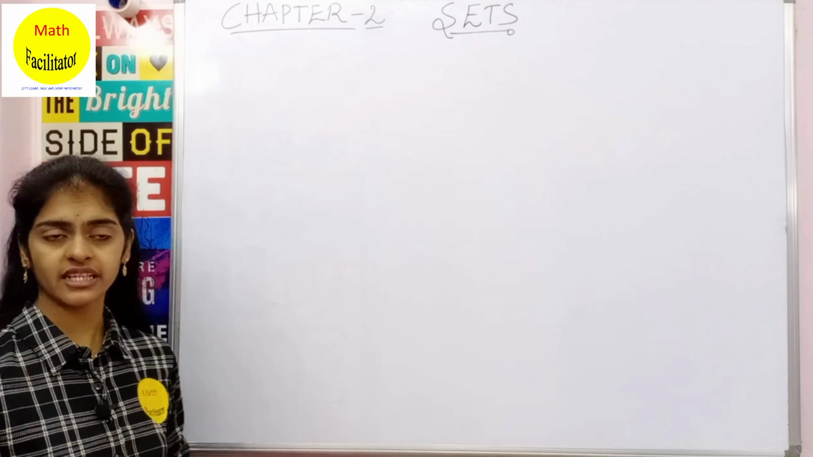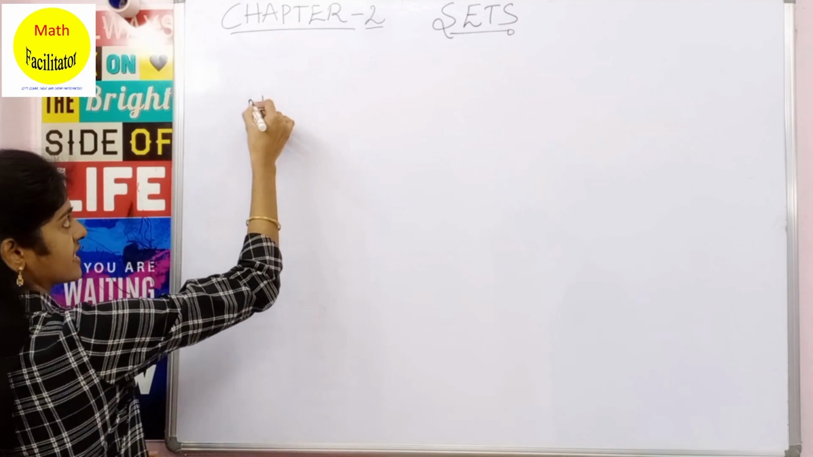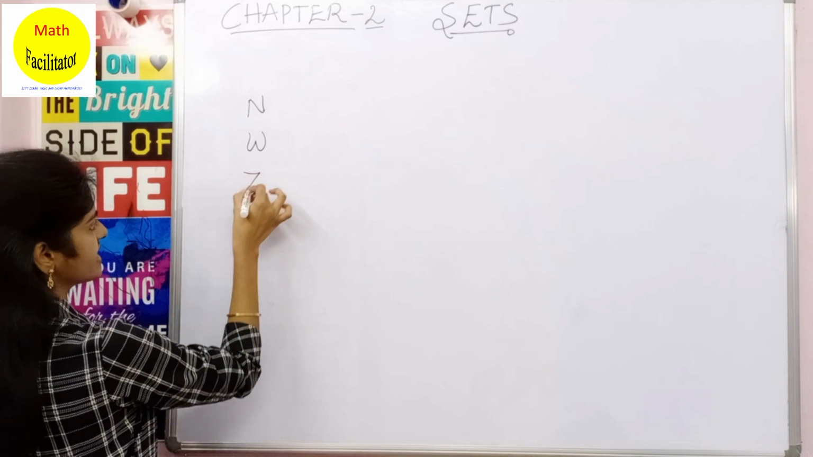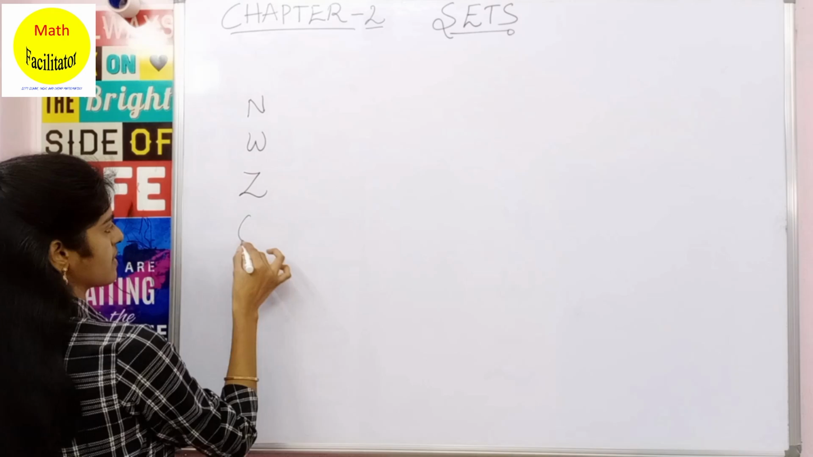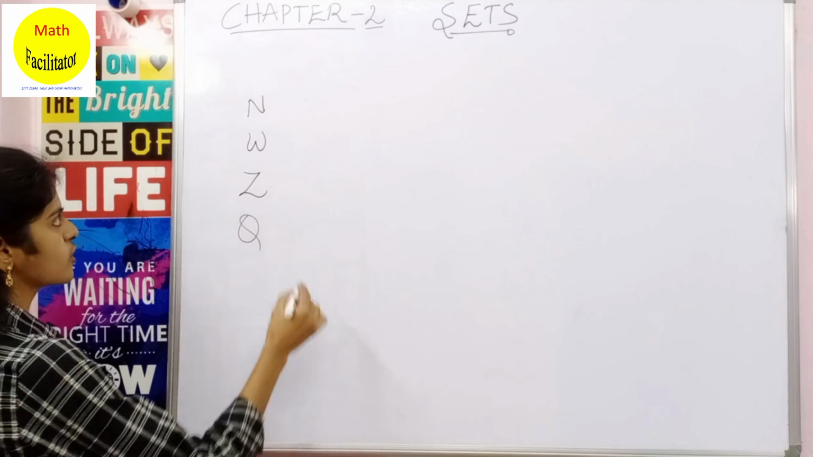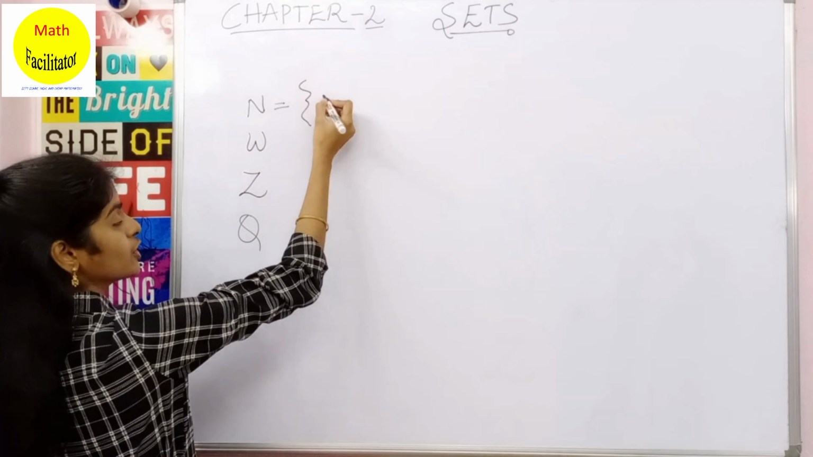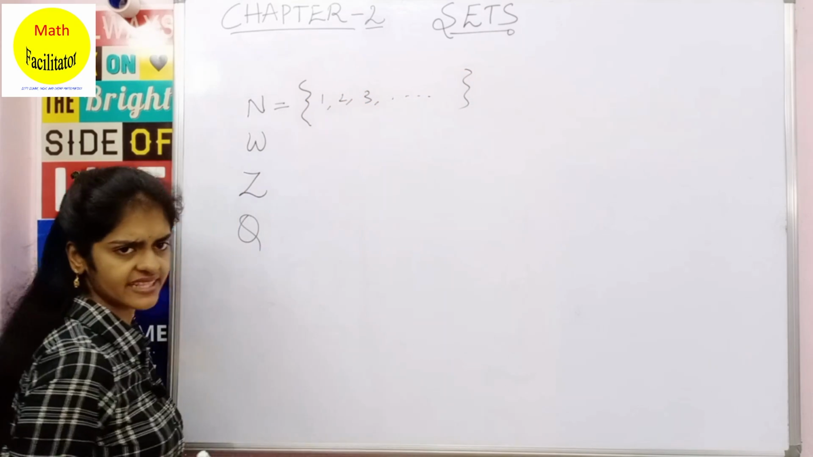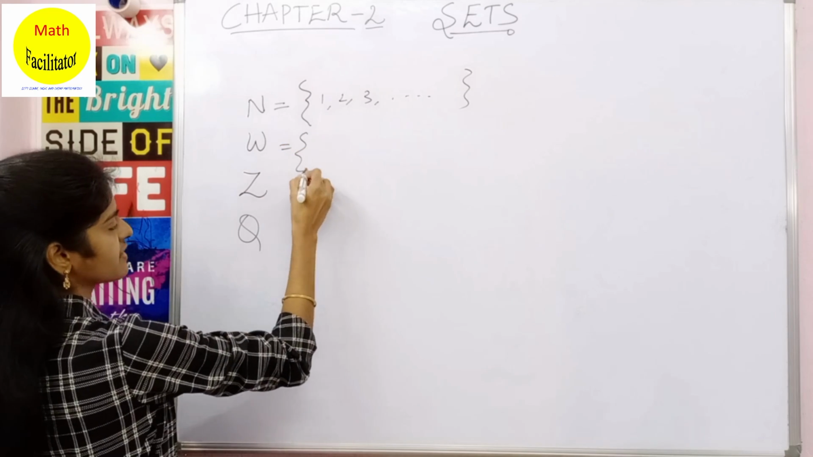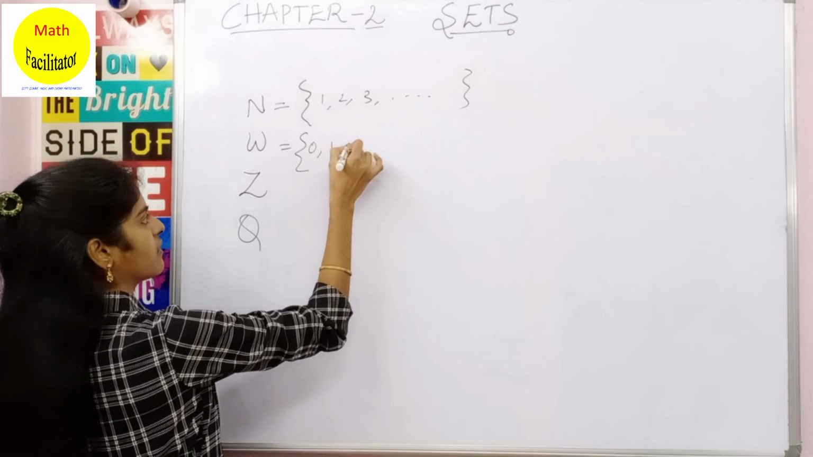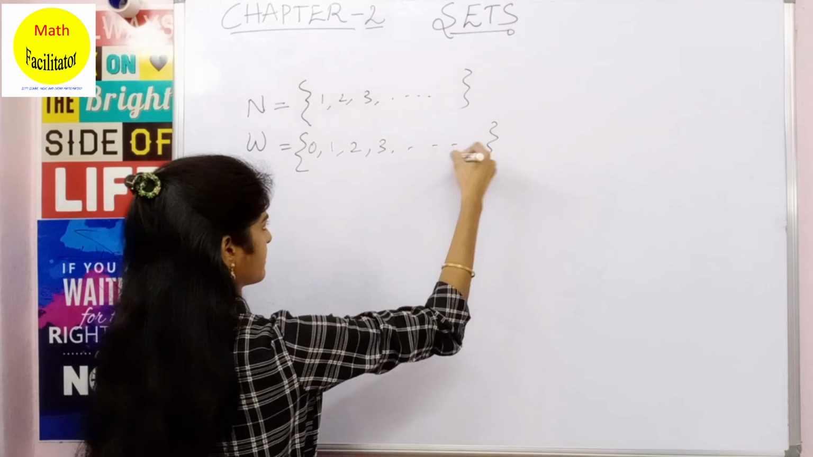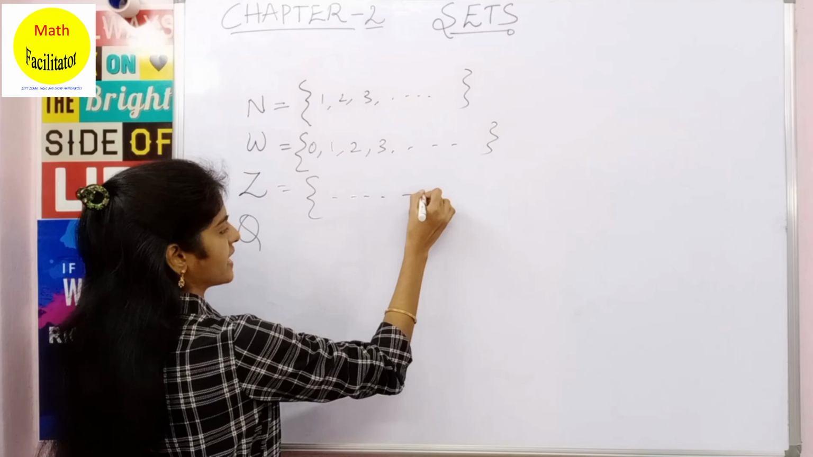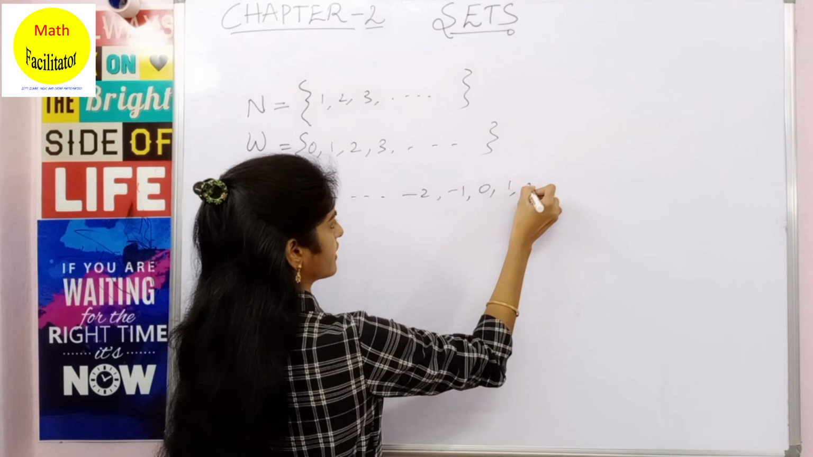Now also you have learned that natural numbers are represented by N, whole numbers are represented by W, integers are represented by Z, rational numbers are represented by Q. Here natural numbers you represent as 1, 2, 3, and so on till infinity. Whole numbers you represent in flower braces as 0, 1, 2, 3, and so on till infinity. Integers you represent as minus infinity, minus 2, minus 1, 0, 1, 2 and so on till infinity.